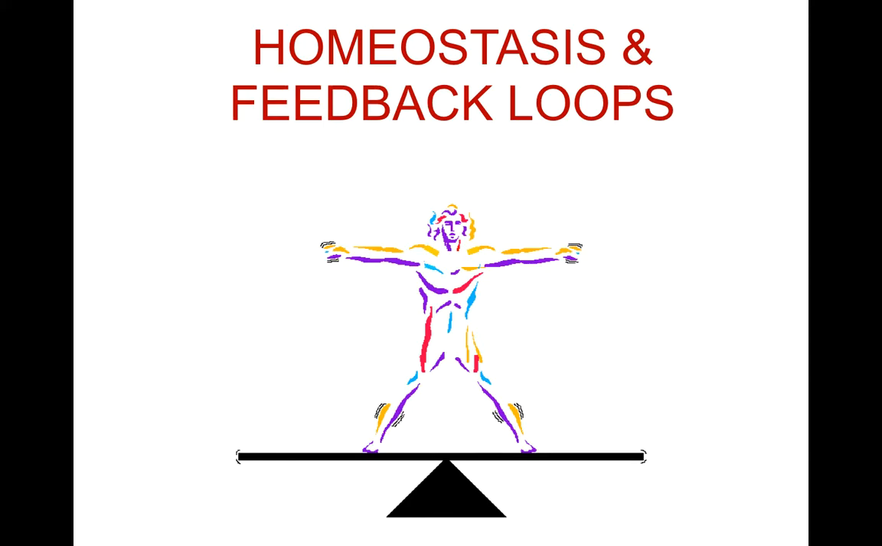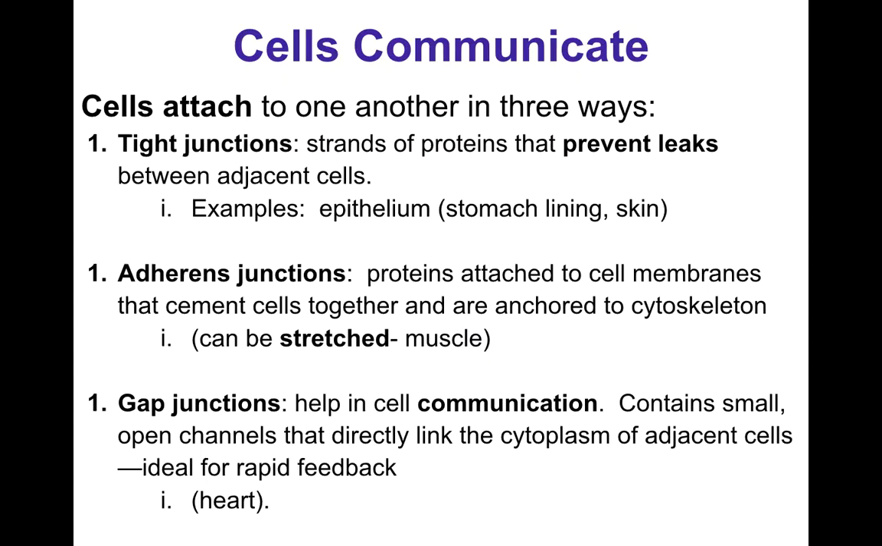All right, homeostasis and feedback loops, Unit 4, I think this is our second set of notes. So cells communicate. They can attach to one another in three ways. The first way is called a tight junction, where strands of proteins can prevent leaks between adjacent cells. So the example is epithelium, and that's found in like stomach lining or skin and really kind of lines any organ. So they are really tight together, these proteins, and they prevent any kind of leaks from happening.